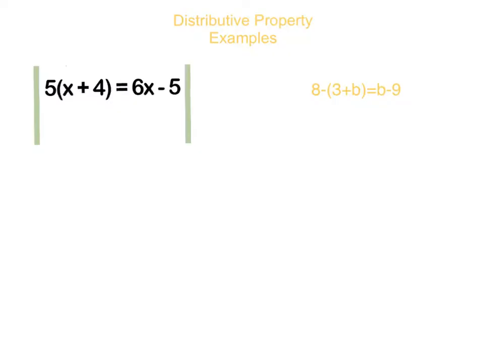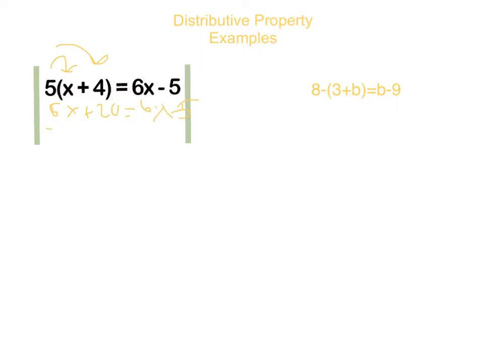Okay, so these are some distributive property examples, which means you distribute the number outside the parentheses to the numbers within the parentheses. So for the first one, you would distribute 5 to the x and to the 4. So you'd have 5x plus 20 equals 6x minus 5.